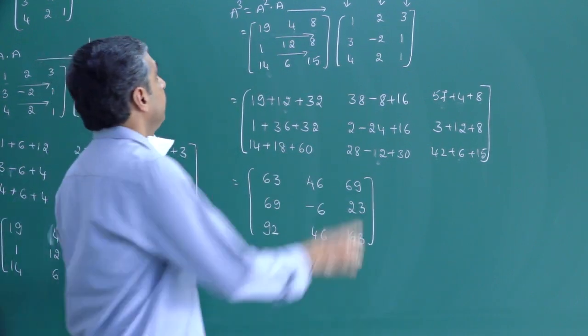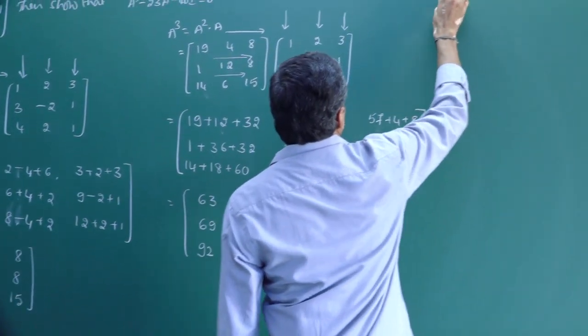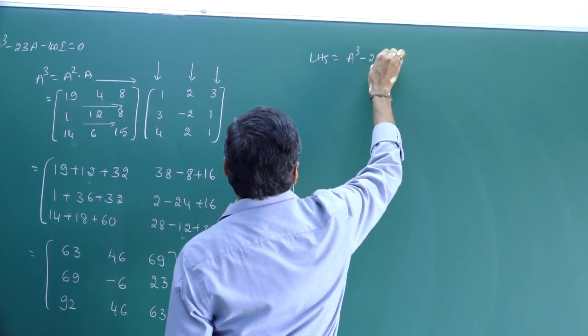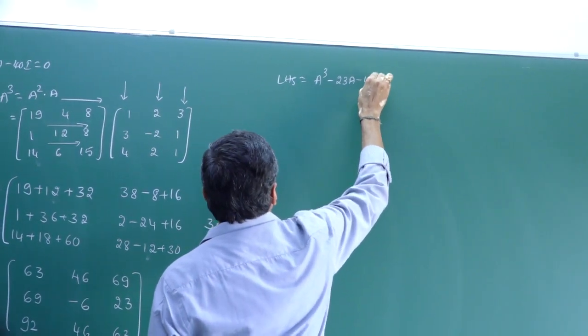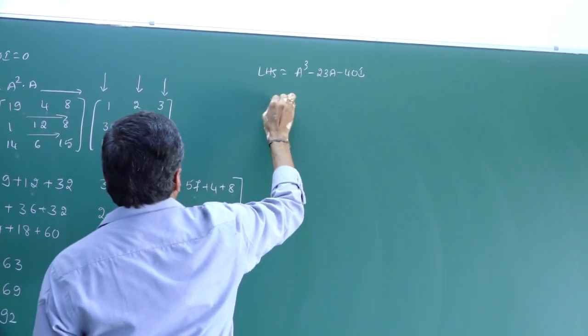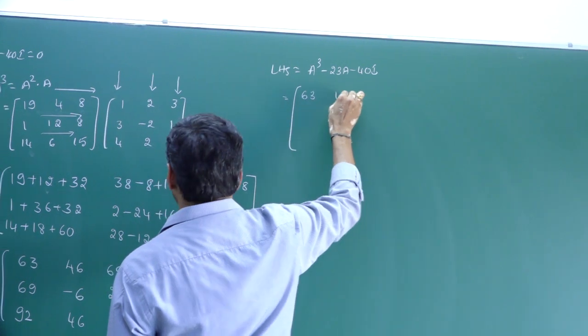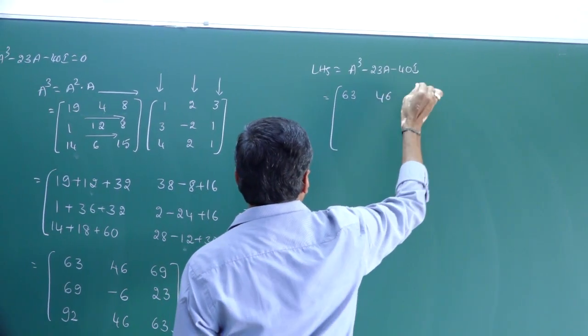So now we take the LHS of the equation, the left hand side of the equation, A cube minus 23A minus 40I. Now replace. What is this? 63, 46, 69.